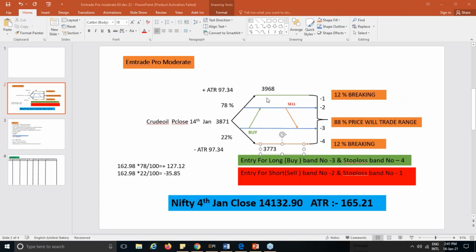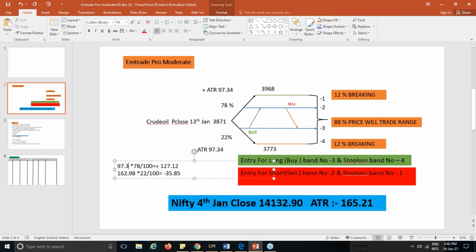So the maximum crude oil can reach today is 3,968. I want yesterday's closing price, so I put the 13th of Jan. Here 3,968 is one ATR plus. What we are doing is just the previous day close plus ATR 97.34, so my price is 3,968. For the downside we minus 97.34, so 3,773.